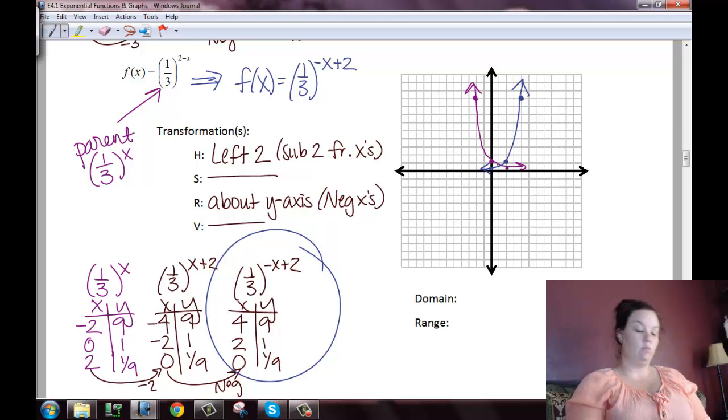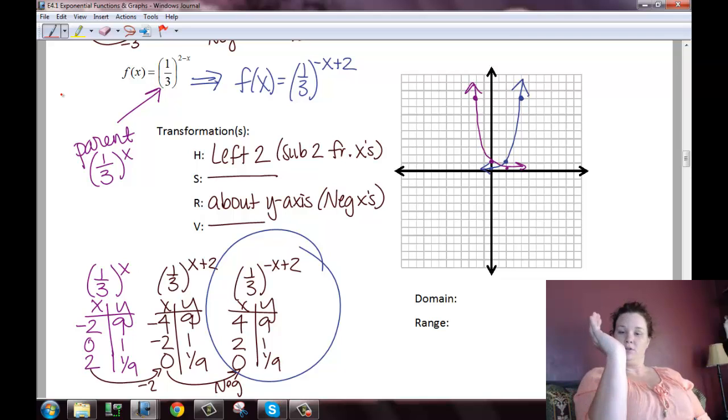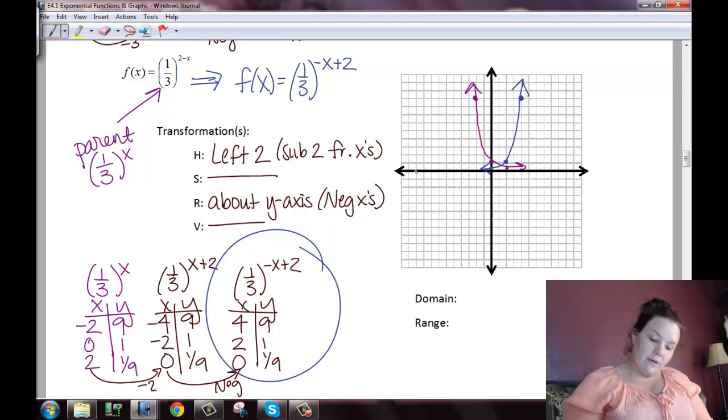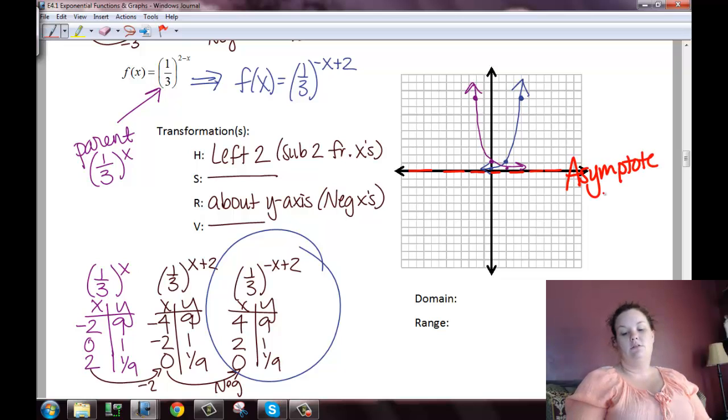And now I just need to decide where my asymptote is. Okay, it was approaching 0 originally in my purple picture, and I moved it to the left. If I move it to the left, it should still be approaching 0. And then I reflected about the y. Notice, if it's approaching 0, if I flip it about the y, it's still going to be approaching 0, just from the opposite direction. So here my asymptote is still at y equals 0.